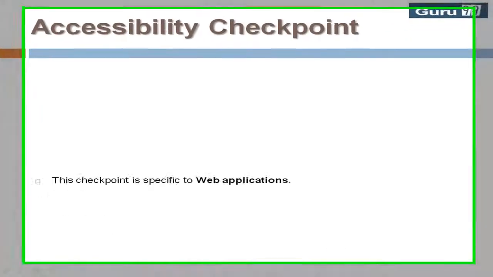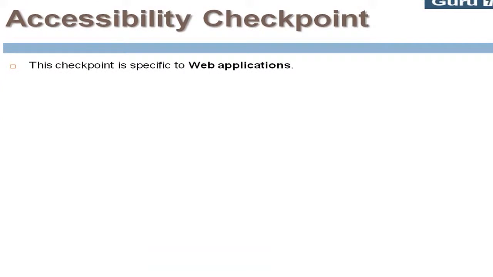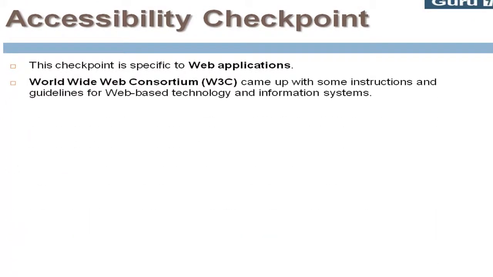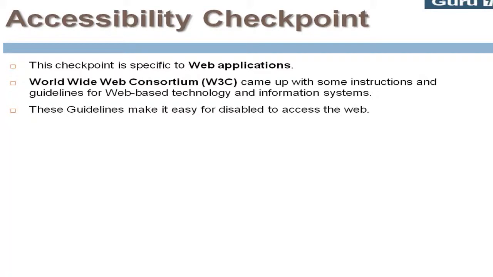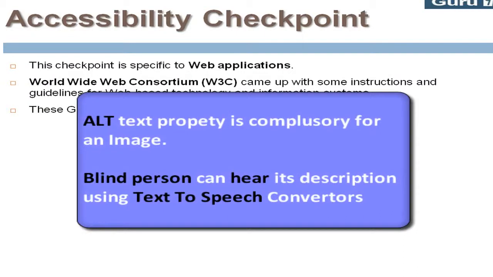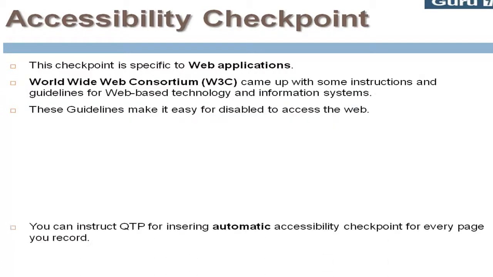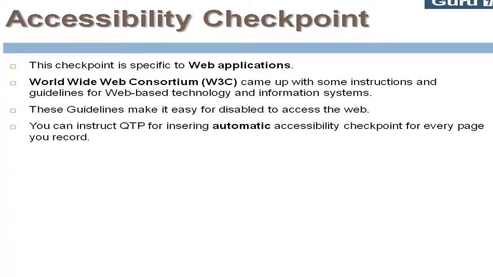Accessibility checkpoint. This checkpoint is specific to web applications. World Wide Web Consortium, W3C, came up with some instructions and guidelines for web-based technologies and information systems. These guidelines make it easy for disabled to access the web. For example, as per these guidelines, it's mandatory to have an alt text property for an image. A blind person accessing the web page who cannot see the image can at least hear its description using text-to-speech converters. You can instruct QTP for inserting automatic accessibility checkpoints for every page you record.